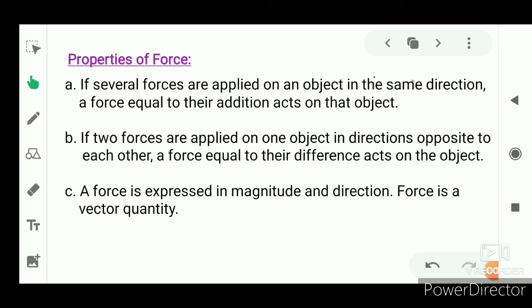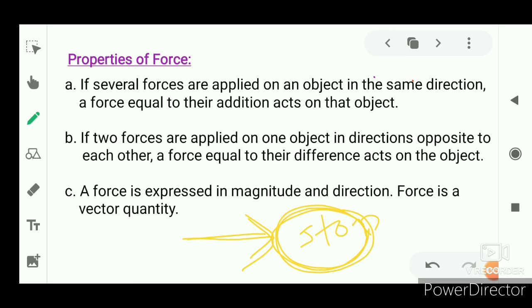Now let's see the properties of force. The first property is, if several forces are applied on the object in the same direction, a force equal to their addition acts on that object. For example, we have to move a heavy stone. This is a heavy stone and we have to move it. Then it is very hard to move through one person.